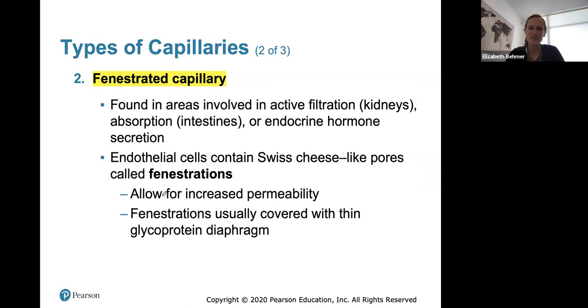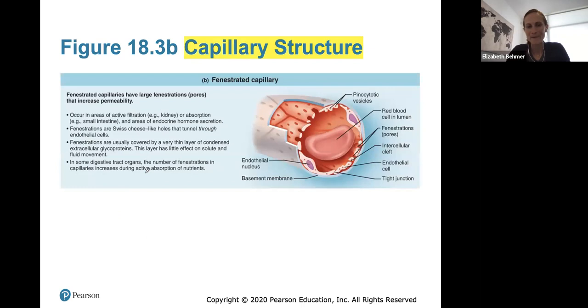Fenestrated capillaries then are found in areas that are involved in active filtration, such as your kidneys, absorption, intestines, or endocrine hormone secretion. And they contain Swiss cheese-like pores called fenestrations that allow for a much increased permeability, allowing things to pass through. And fenestrations are usually covered with a very thin glycoprotein diaphragm.